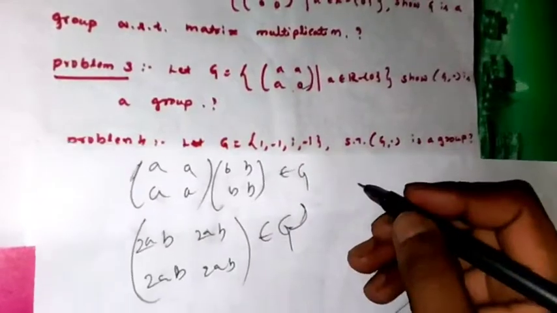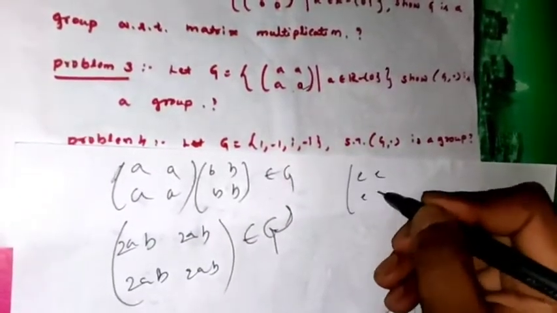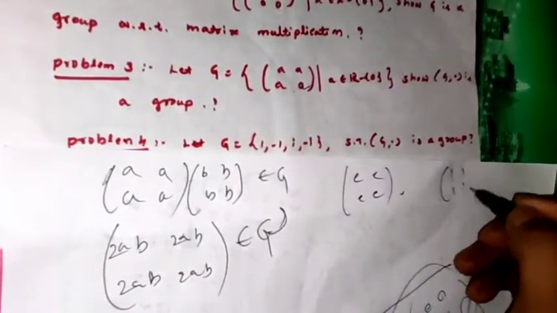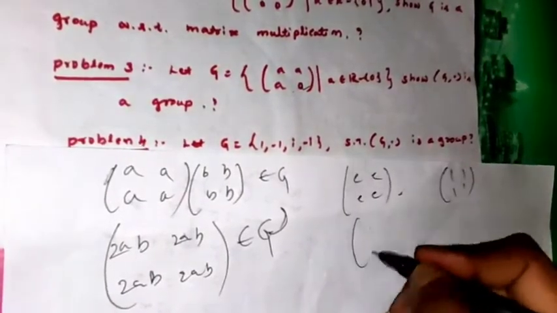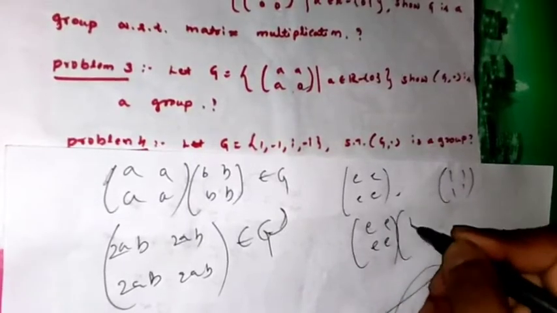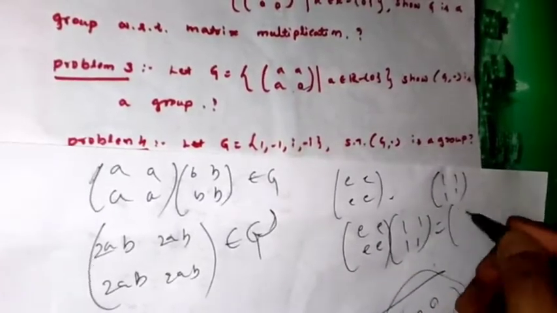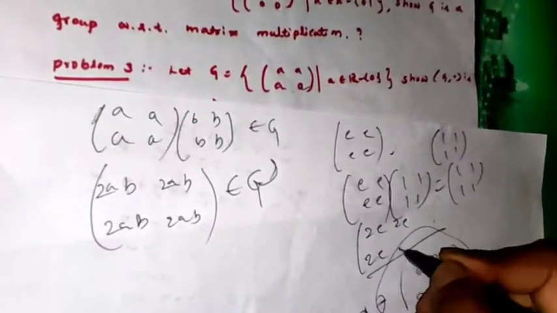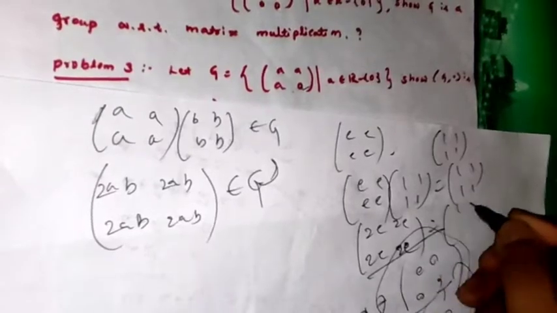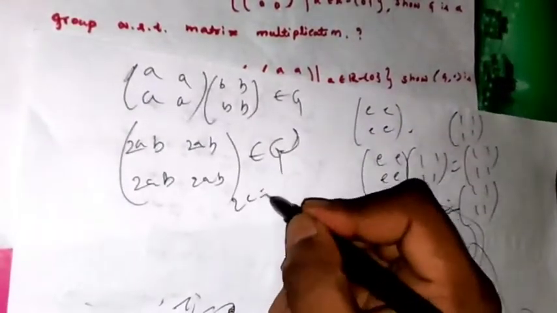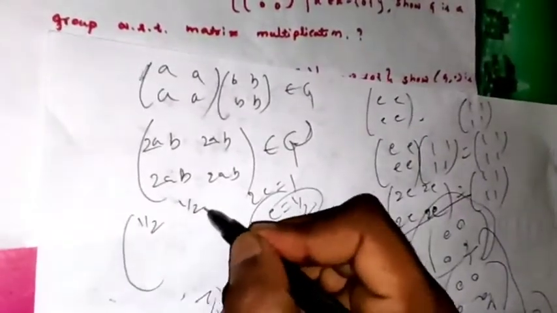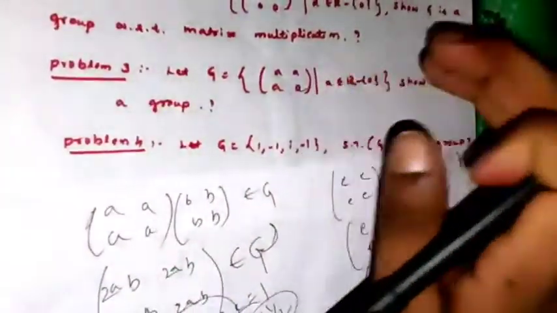Now we check the identity property. Suppose I am taking E is the identity element of the group G, and I am taking 1, 1, 1, 1 as an element of the group. Here E multiplied with 1, 1, 1, 1 is equal to 1, 1, 1, 1. We multiply and we get 2E is equal to 1. That means E is equal to 1 by 2. So the identity element is 1 by 2, 1 by 2, 1 by 2, 1 by 2 for this type of group G.